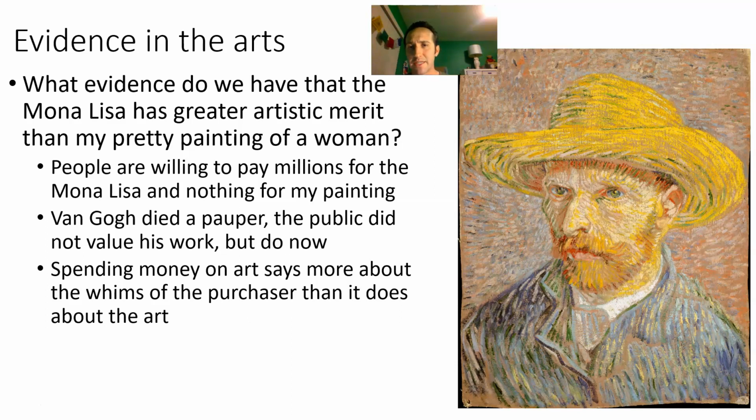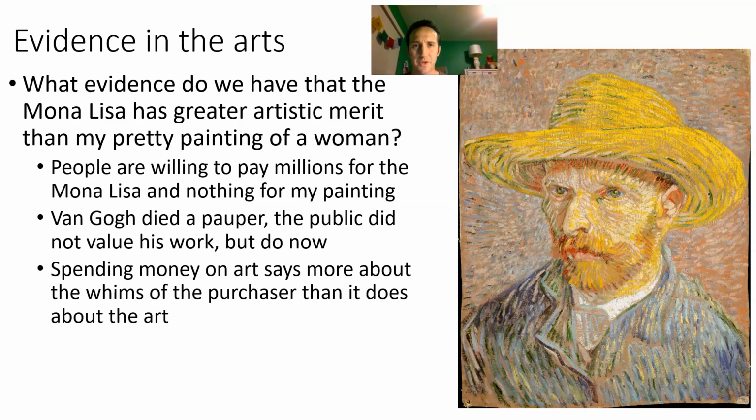What evidence do we have that the Mona Lisa has greater artistic merit than my pretty painting of a woman? That's a little tricky there. And that people are willing to pay millions for the Mona Lisa, nothing for my bad painting. And it's a matter of taste. In the case of Van Gogh, he died a pauper. He died a poor man, not really able to sell very many of his paintings. The public didn't value his work in his lifetime. After he died, the appreciation started to skyrocket in the 20th century as we started to really appreciate the value of his technique. And so times change, values change, tastes change.